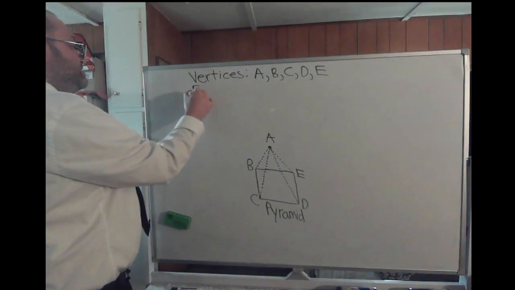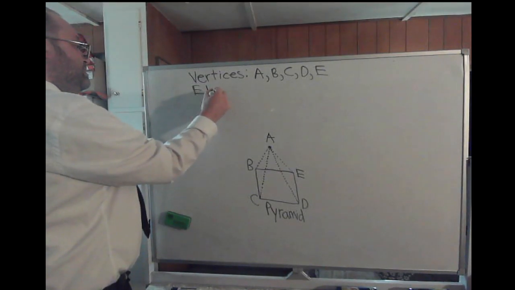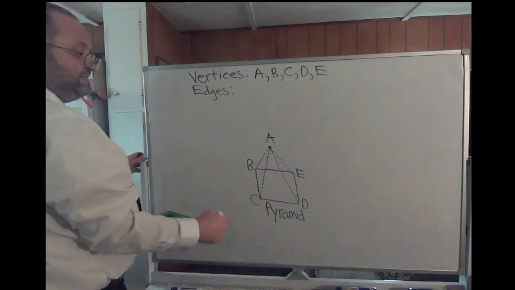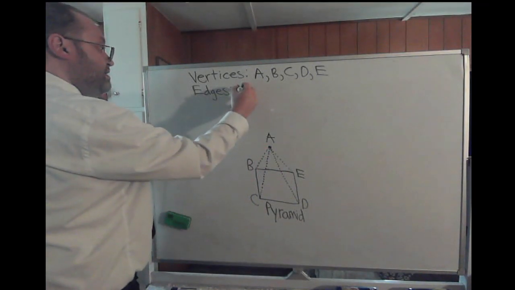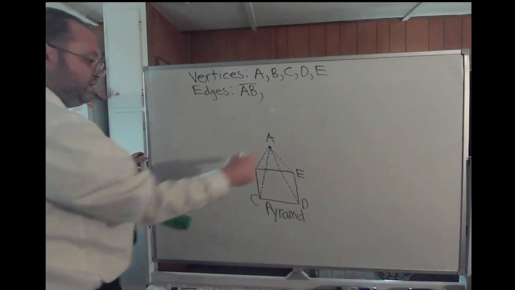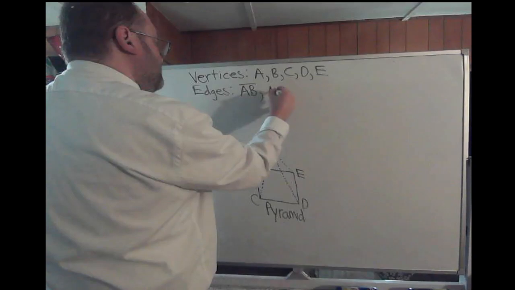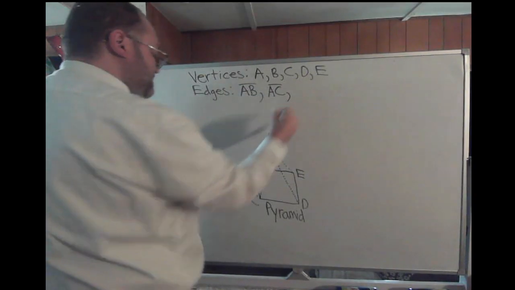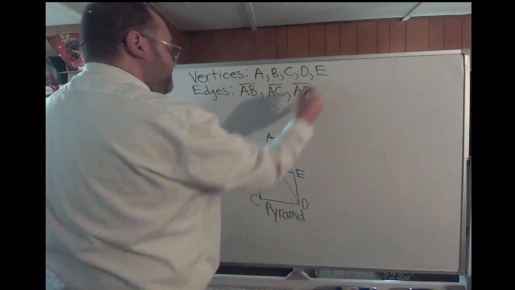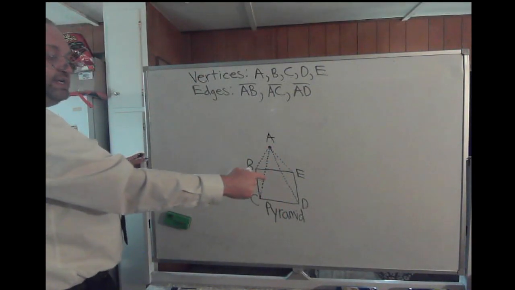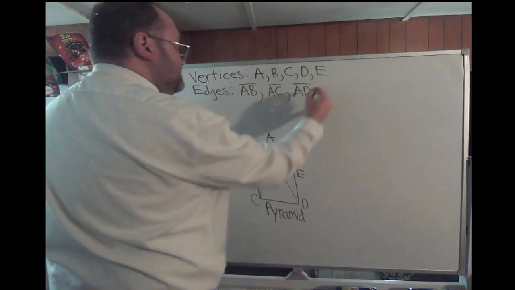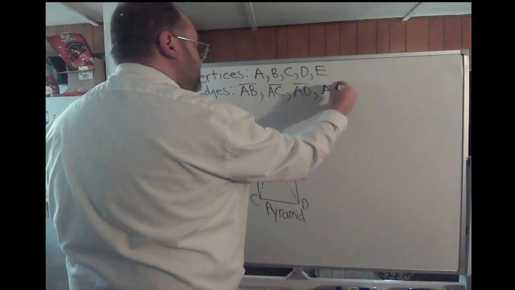Now let's get into edges a bit. Edges are where two vertices meet up to form a line segment. Of course, you got AB. AB's an edge. You have AC. You have AD. Notice it's going from the central point up above the base down to the sides of the base, down to the vertices of the base. Then you have, of course, AE.